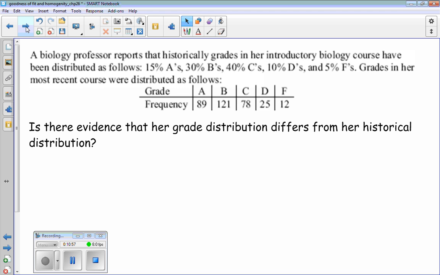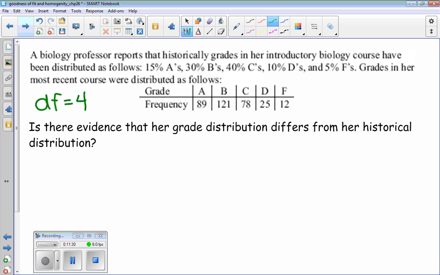So first, let's make sure we recognize this as a chi-squared goodness of fit test. Do I have categorical data? What are the categories? A, B, C, D, F. How many are there? So what's the degrees of freedom? The degrees of freedom is 4, because it's the number of categories minus 1. We recognize it as categorical data. Why is it a chi-squared goodness of fit test?